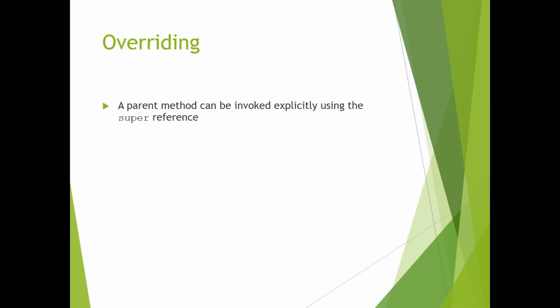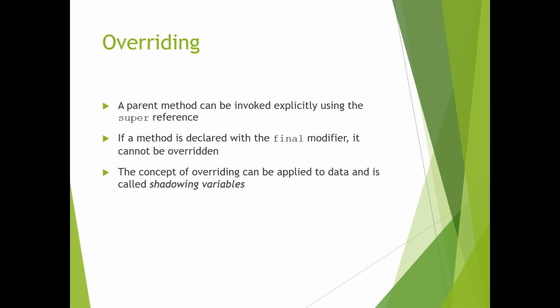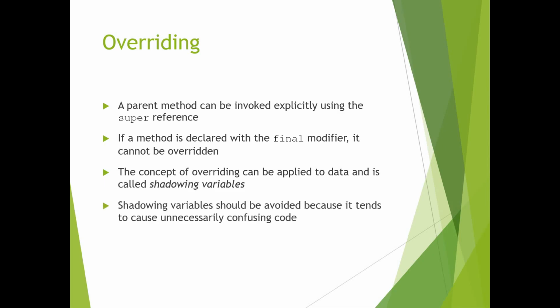The parent method can be invoked explicitly by using the super reference. If a method is declared as final, it cannot be overridden. The concept of overriding can also be applied to data and is called shadowing variables. So you can inherit even the data. Shadowing variables should be avoided because they tend to cause unnecessarily confusing code.